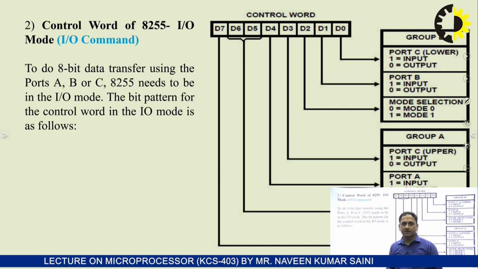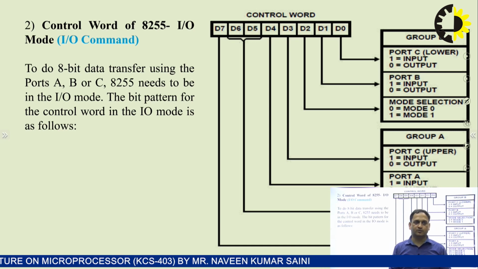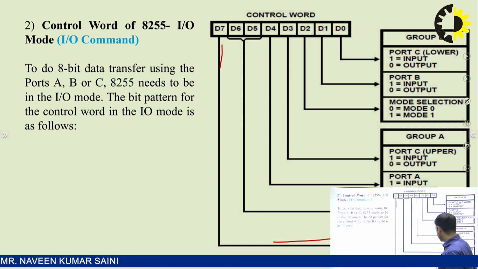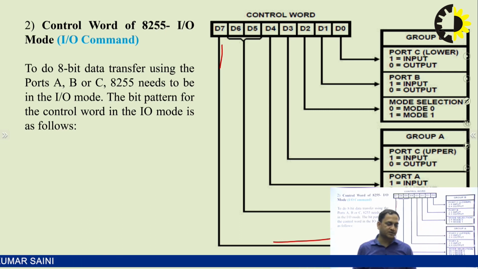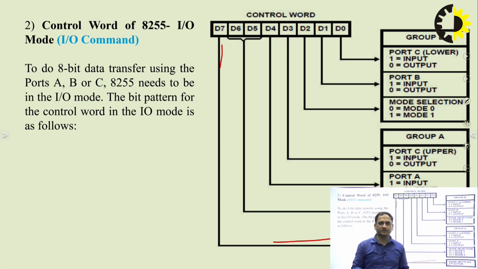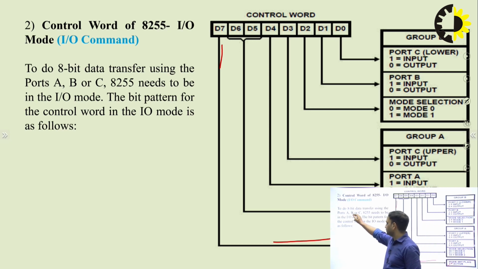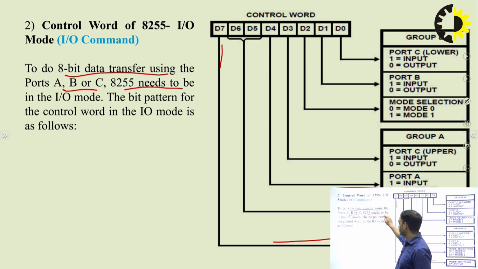Okay. Then we have the control word of the 8255 in the I/O mode. When we talk about the I/O mode, first of all we will see bit 7. When we see bit 7, it is representing 1. So if it is 1, it means this mode of operation of the 8255 is the I/O mode. Now, this I/O mode may be mode 0, mode 1, or mode 2. It depends. To do 8-bit data transfer using ports A, B and/or C, the 8255 needs to be in the I/O mode.